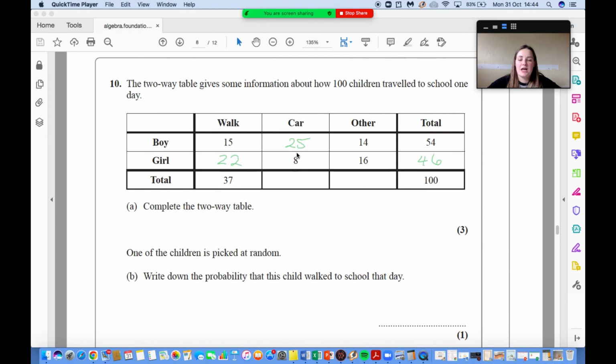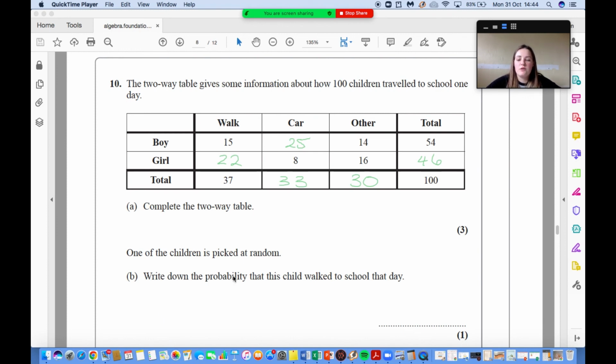And then you're just going to add these together. So I'm just double checking, 20, 38, 46, yeah. And then here you've got 25 plus 8, so 33. And then 14 plus 16 is 30. So hopefully you've got all them right, and you've completed the two-way table.